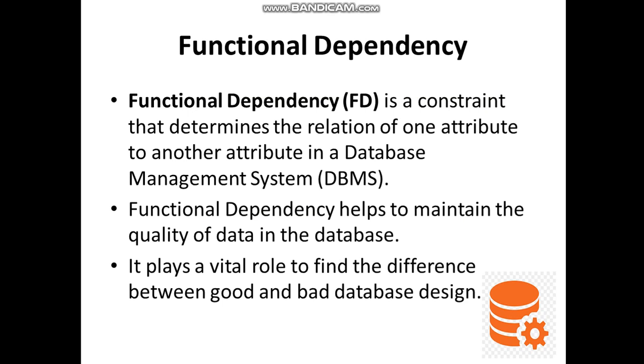Next topic is functional dependency. Functional dependency or FD is a constraint that determines the relation of one attribute to another attribute in database. So attributes are nothing but columns, correct? So we can say that one attribute can be dependent on another attribute. This is called functional dependency. Functional dependency helps to maintain the quality of data in the database. It plays a vital role to find the difference between good and bad database design. So the functional dependency is very important. It decides whether your database is good or bad.